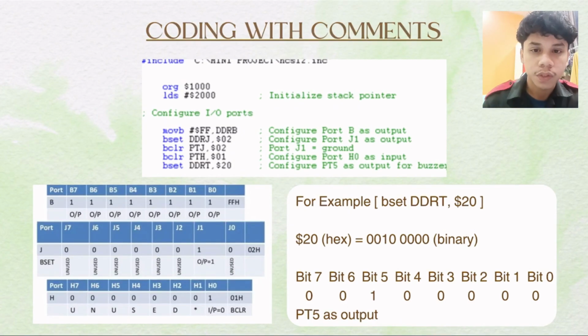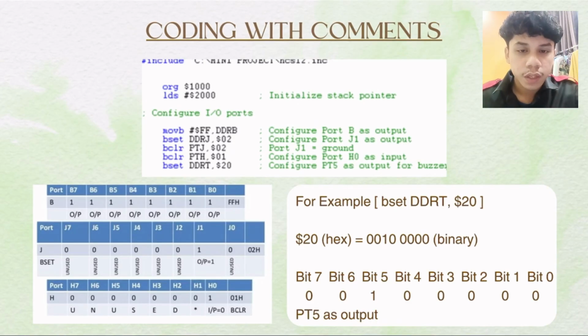Now I'm going to present the coding with comments. In this segment, we will configure the input and output ports that will be used in this program. First, the command movb #$FF, DDRB will set port B as an output by assigning all bits to 1, which is useful for controlling the LEDs.